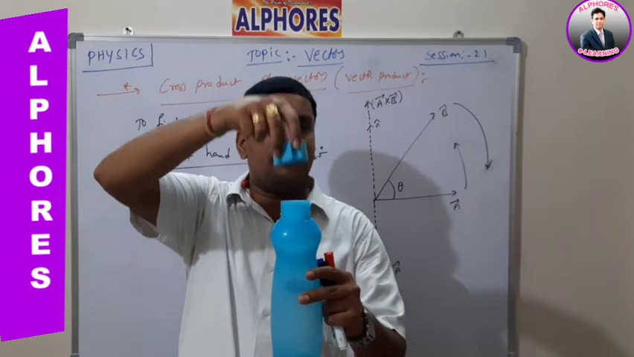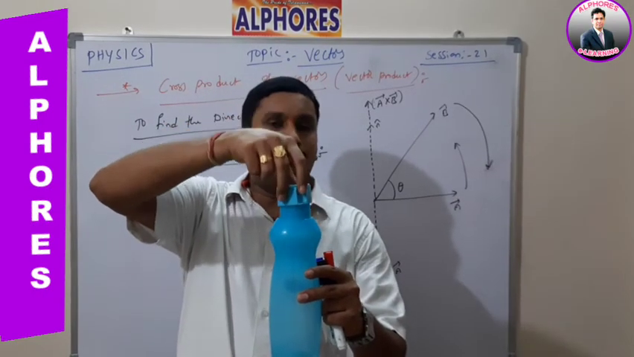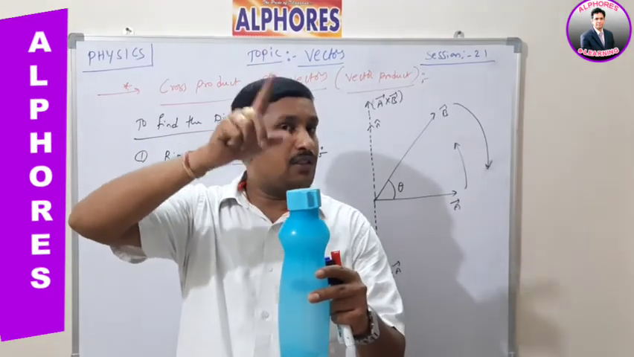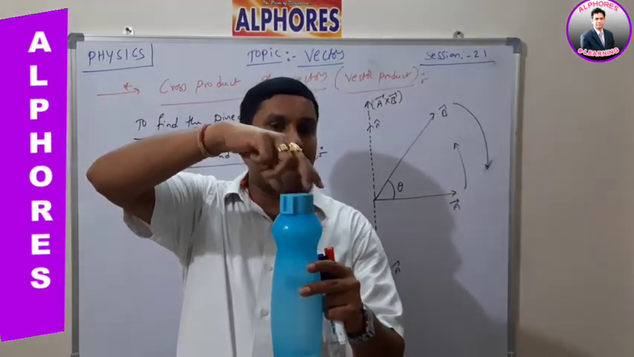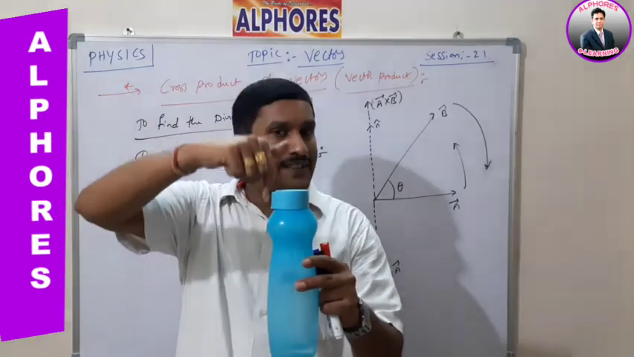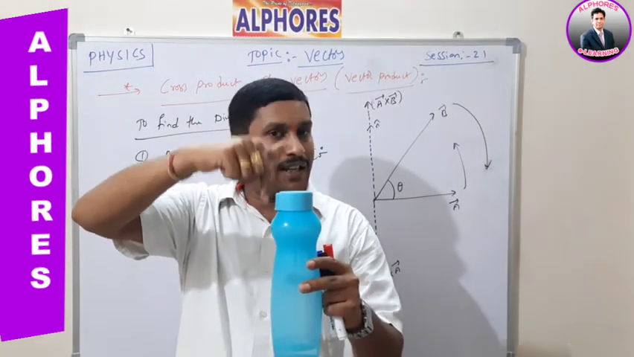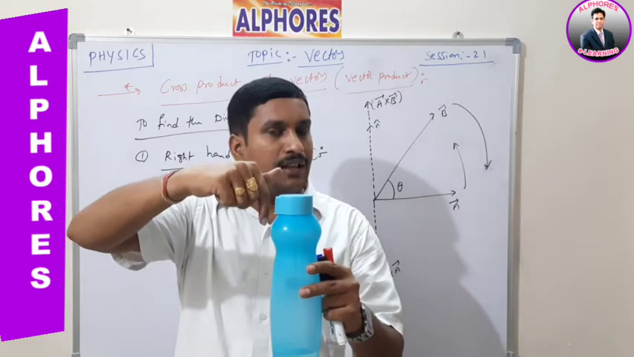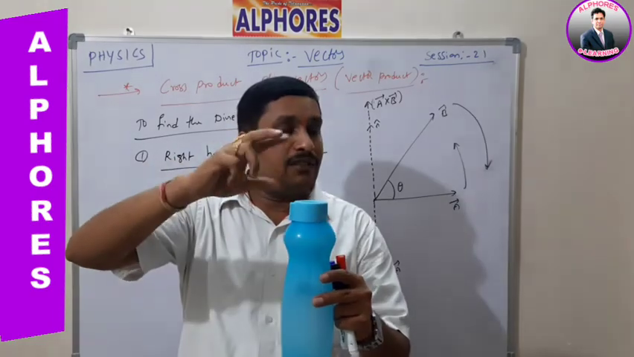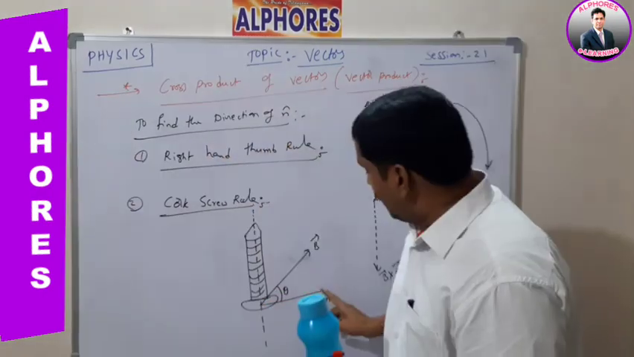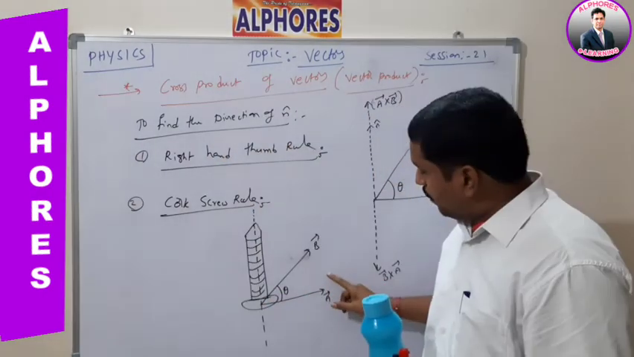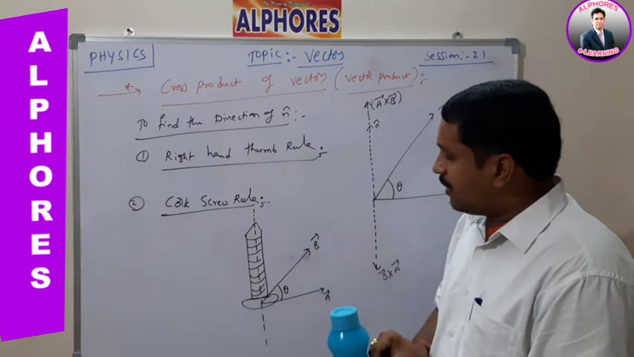What is the direction of the cap? This cap of the bottle is moving upward. Upward means positive z direction. Suppose this cap is rotating in a clockwise sense by using two vectors. What is the direction of this one? It is moving inside. Inside means downward direction, negative z direction. Are you clear? If the two vectors are rotating in an anti-clockwise sense, that means here the rotation of A bar towards B bar.